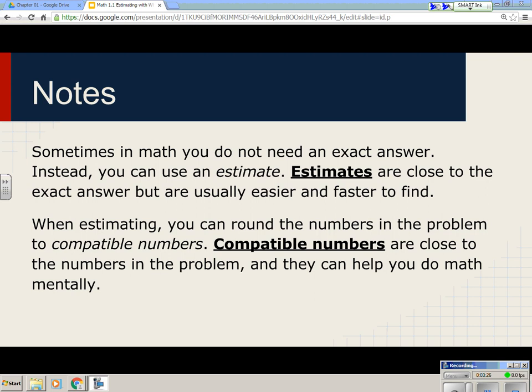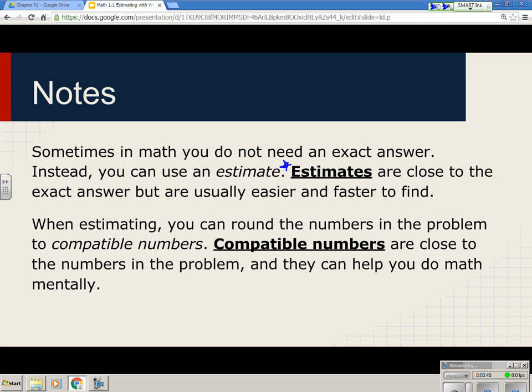most important. Now what we did in our warm-up and what we're going to do today in class is we're going to do something called estimating. You don't always need the exact number to be able to solve something. Sometimes you just need to estimate. And what does estimate actually mean? Well, estimates are close to the exact answer, but are usually easier and faster to find.